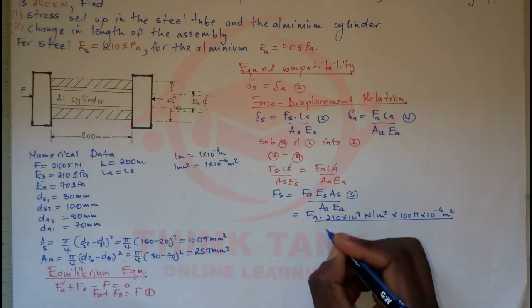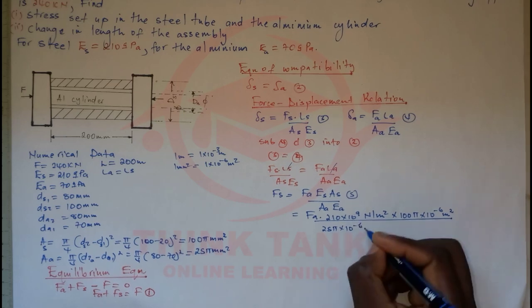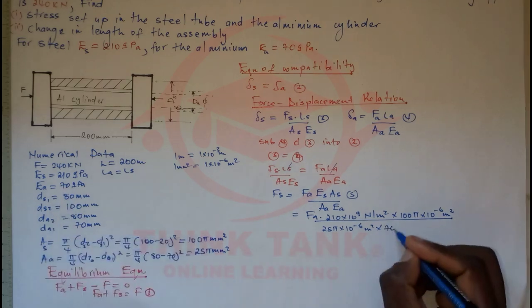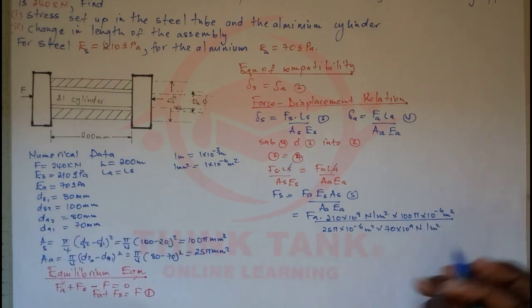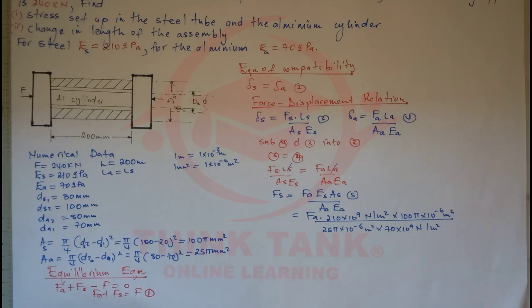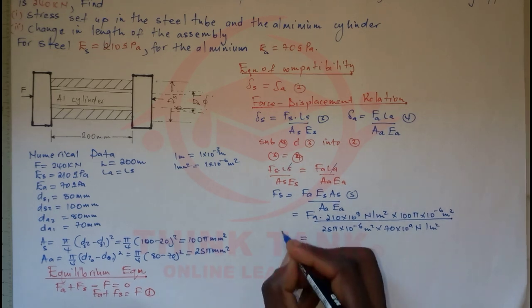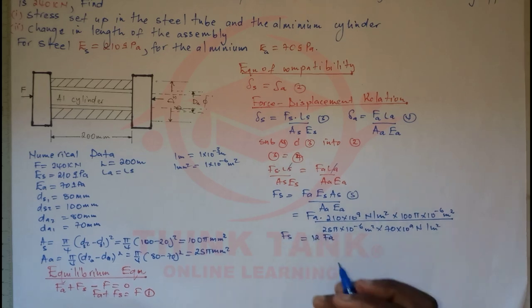So the area of the aluminium is going to be 25 pi times 10 to the power negative 6 meters squared, times the Young's modulus of aluminium, which is Ea, 70 times 10 to the power 9 Newton per square meter. And if we work this out, we're going to see that Fs is going to be equal to 12 Fa.